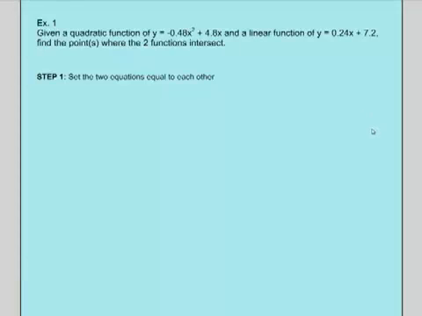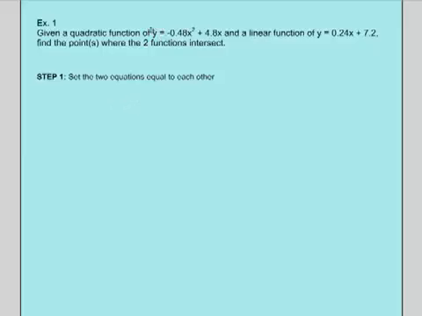Given a quadratic function of y equals negative 0.48x squared plus 4.8x, and a linear function of y equals 0.24x plus 7.2, find the point or points where the two functions intersect. So here I've written step 1, and the same as if we had two linear equations and we were trying to solve a system of linear equations, what we'd want to try to do is maybe use substitution and set the two equations equal to each other.